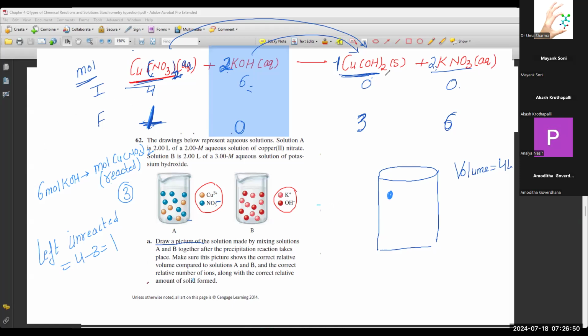I'll explain you again. Okay, check here, children, this one. So this will be in the solution. This is in the solution. No, it's solid.